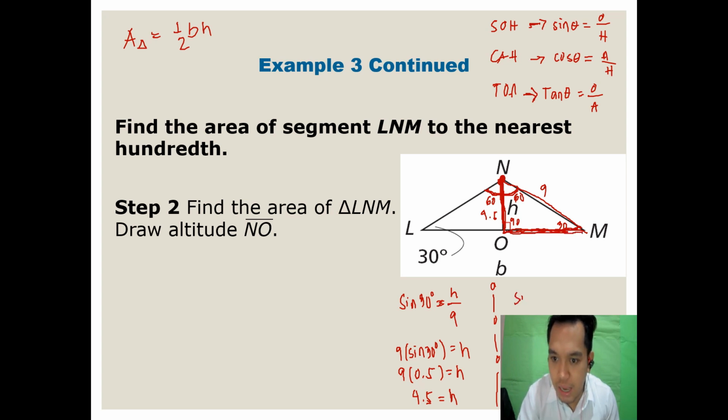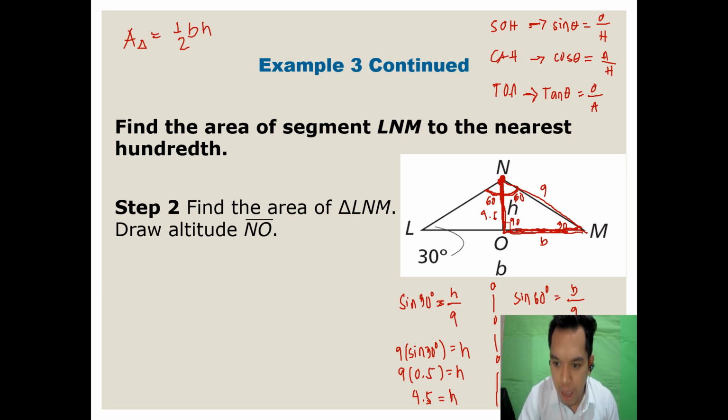Okay, sine of 60 degrees is equal to B, which is the opposite side ng ating 60 degrees. Ito, yung base natin, over 9. Okay, over 9 again. So cross multiply, 9 times sine of 60 degrees equals B. So 9 times sine of 60 degrees, sine of 60 degrees is square root of 3 over 2.